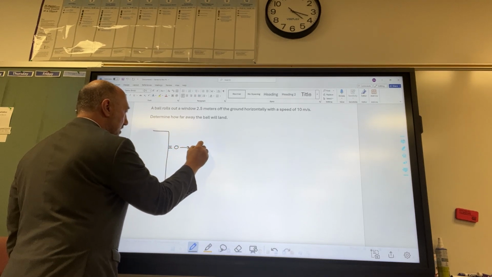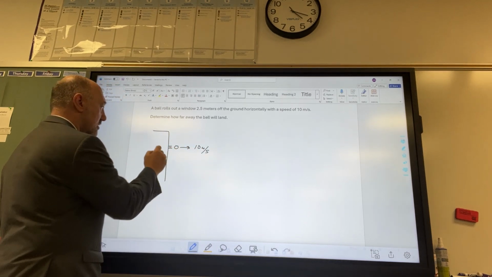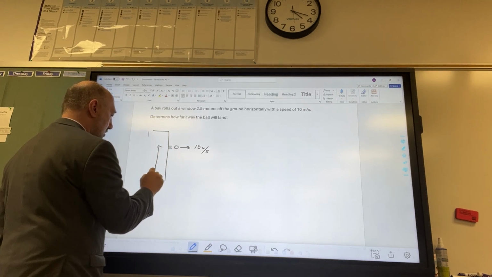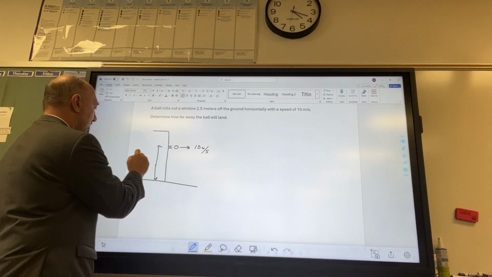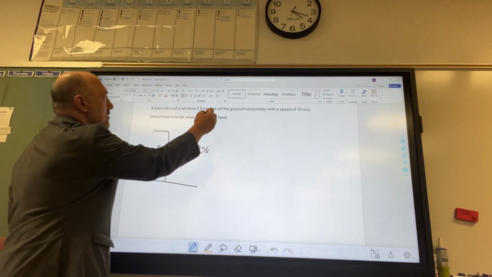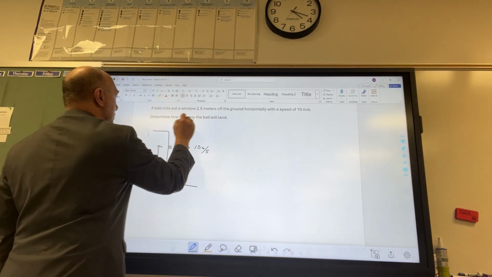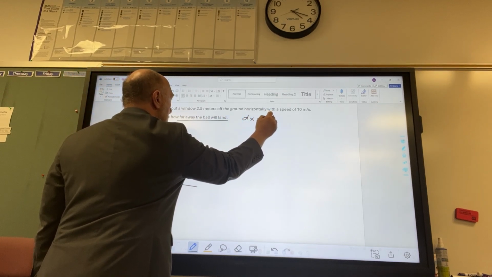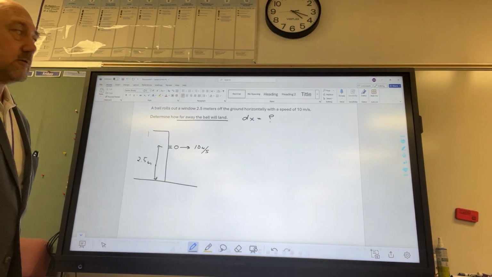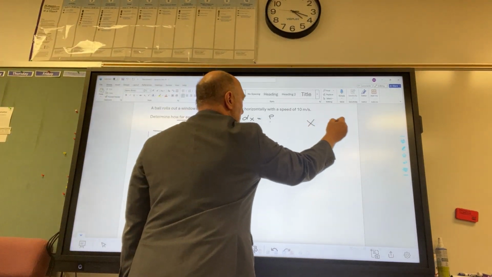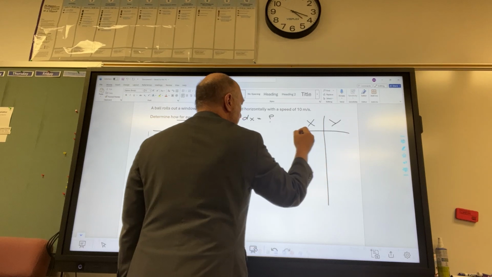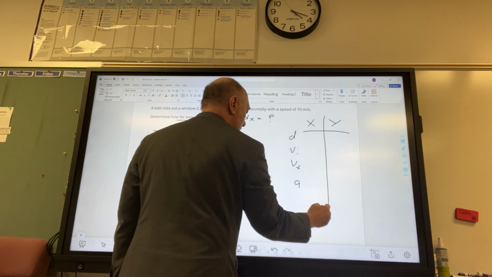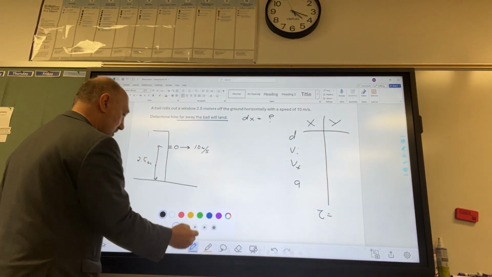It has a speed of 10 meters per second, and we know that the height from the ground is 2.5 meters. And determine how far away the ball will land. In other words, I'm looking for distance in the X. So we want to set up an X and Y table: distance, initial velocity, final velocity, acceleration, and then we're going to find our time.